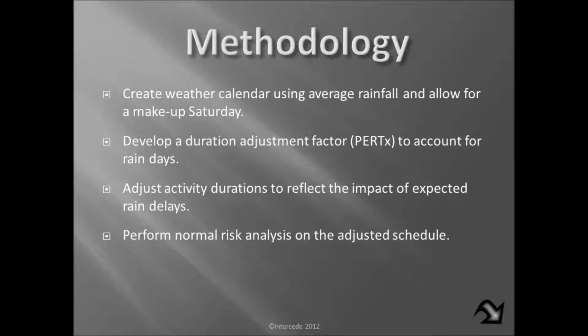From this, we're now going to develop a duration adjustment factor, which I'm calling PERT-X, and you'll see this more clearly when I go to the spreadsheet, to account for rain days. We're going to take that rain factor, PERT-X, and apply it to all the activity durations via the budget hours. Then we're going to perform the normal risk analysis on the adjusted schedule. So let's go to the spreadsheet.